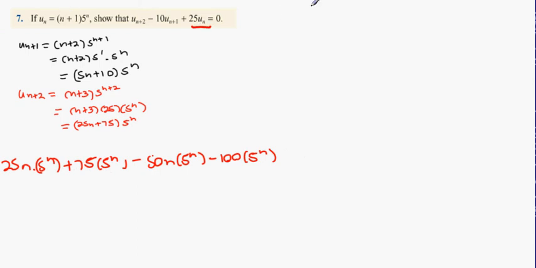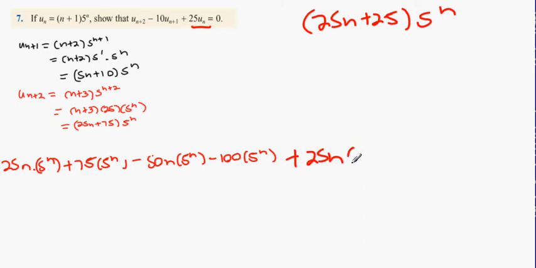So multiply n plus 1 by 25, and you're going to get 25n plus 25, and this is going to be multiplied by 5 to the power of n. That's going to give me 25n times 5 to the power of n, and then we're going to have plus 25 times 5 to the n. Now look at each of the terms, and we have to prove that it all equals 0.